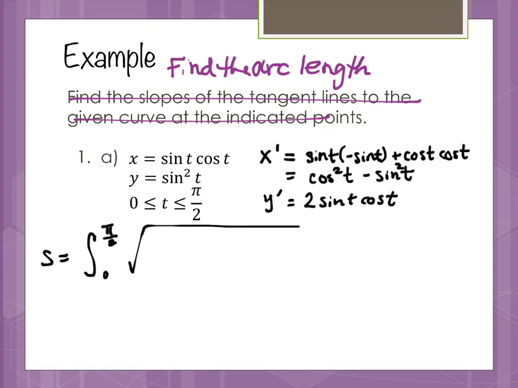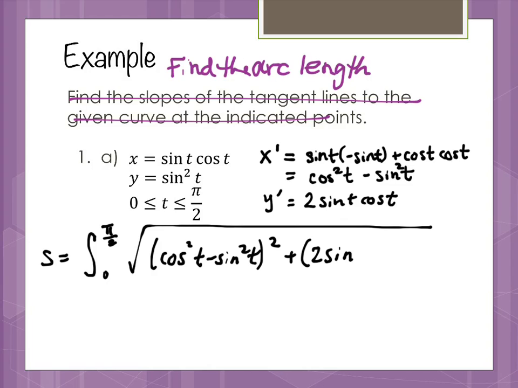of the square root of the cosine squared of t minus the sine squared of t, squared, plus 2 sine of t cosine of t, squared, dt. That look okay?